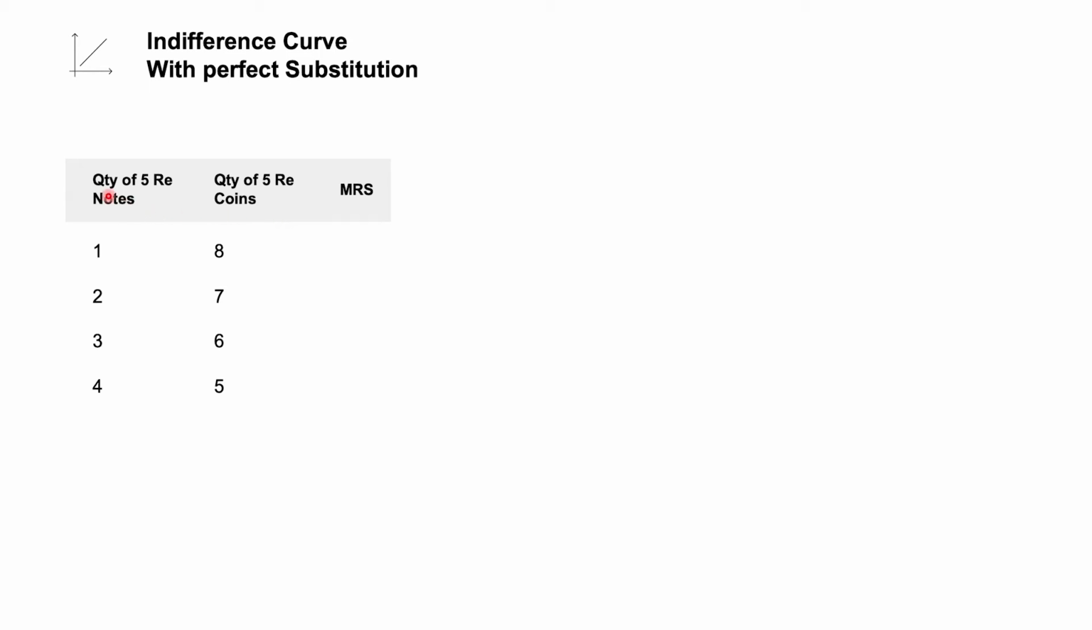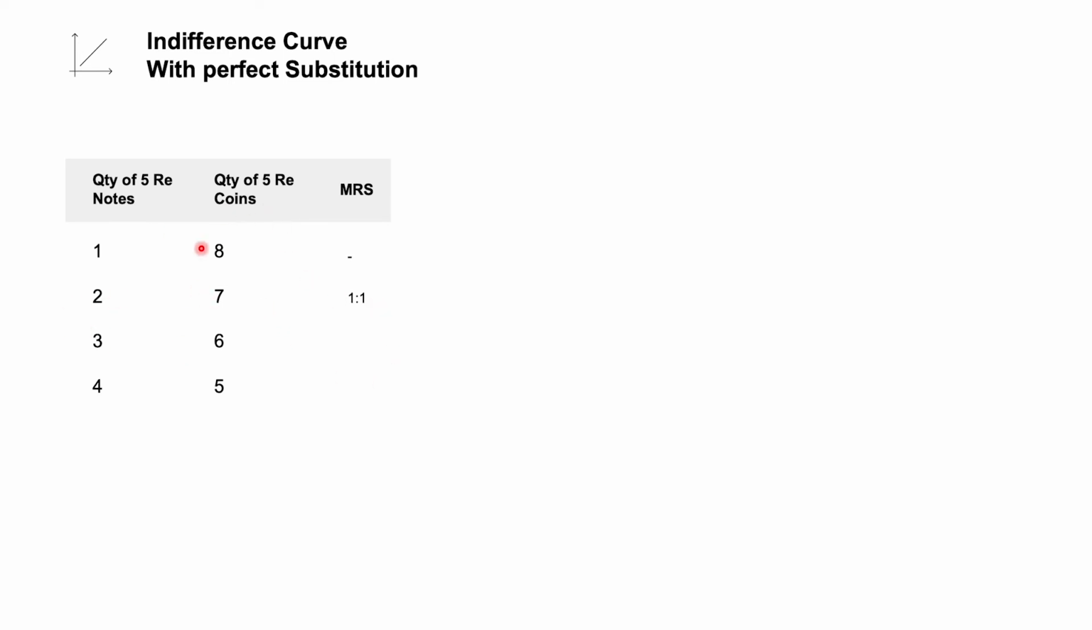For example, here we are taking the 5 rupee note and the 5 rupee coin. If I am buying something from you worth 5 rupees, I can give you a 5 rupee note or a 5 rupee coin. Both don't make any difference, right? You have to accept whatever I give. So that is called perfect substitution. In that case, the marginal rate of substitution will be 1:1.